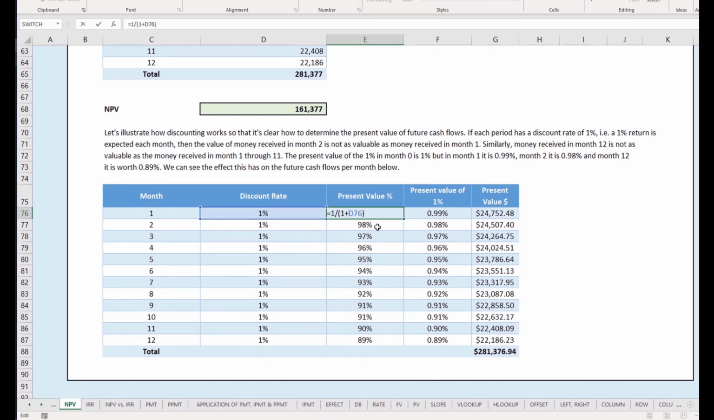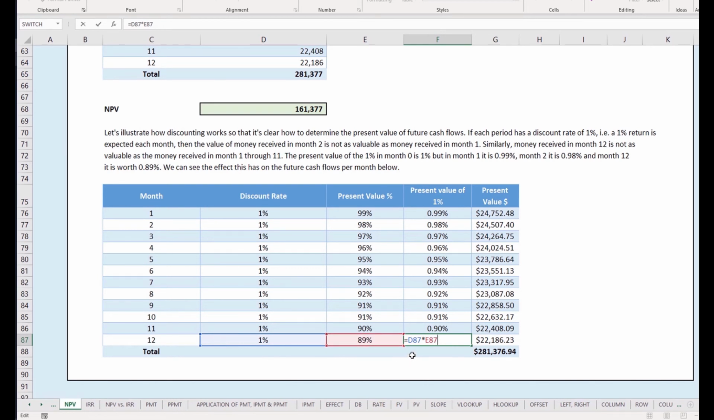We can see in cell E81 that if we take 1 divided by 1 plus the interest rate of 1% and multiply that by the present value percentage, i.e. 95% from the previous period, then it results in a present value percentage of 94%. The present value of 1% by month 12 is 0.89, and that's equal to the discount rate of 1% multiplied by the present value percentage. So as you can see, the money loses value over time, each period gradually, and the present value shrinks.